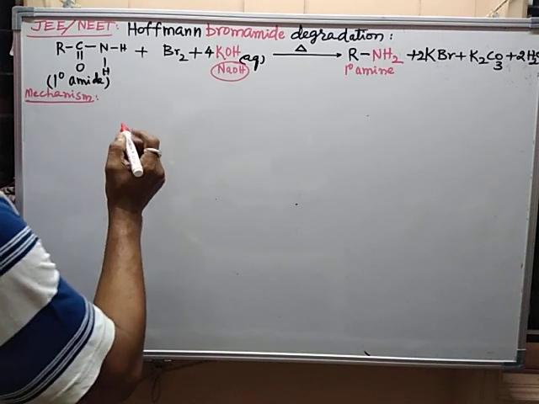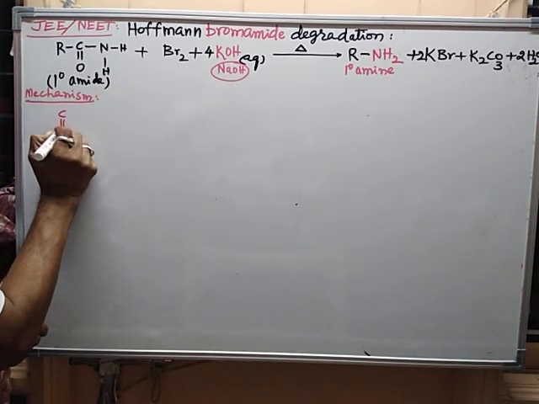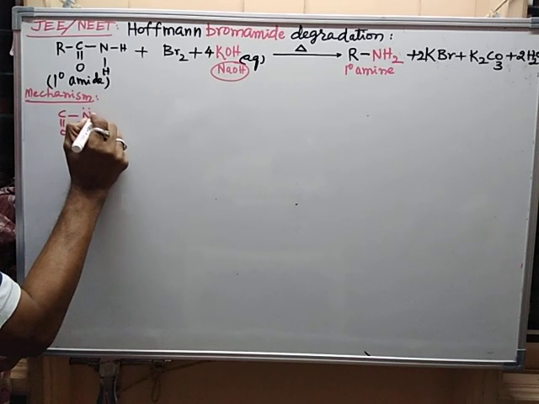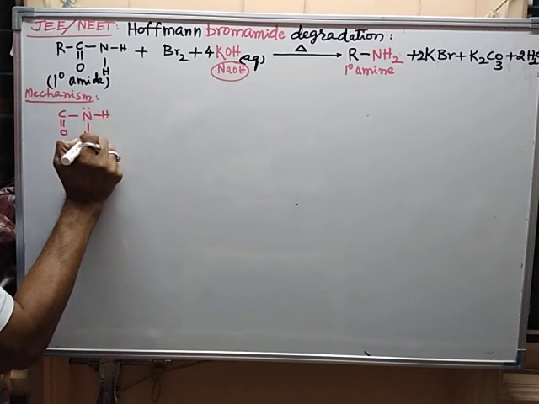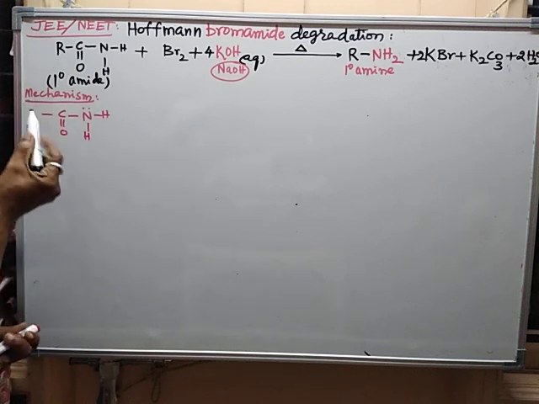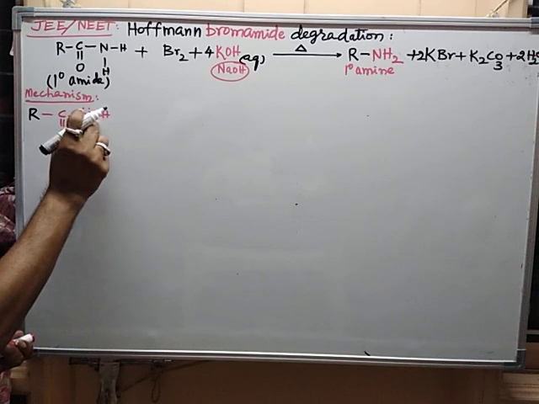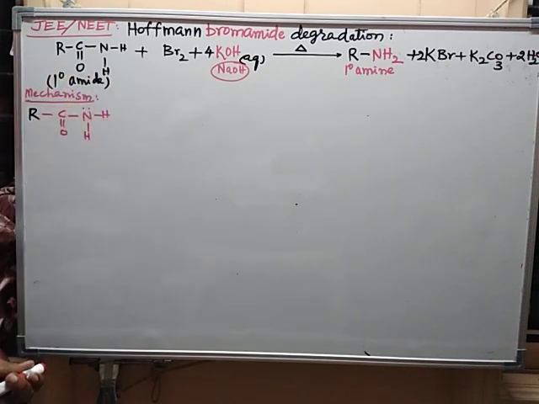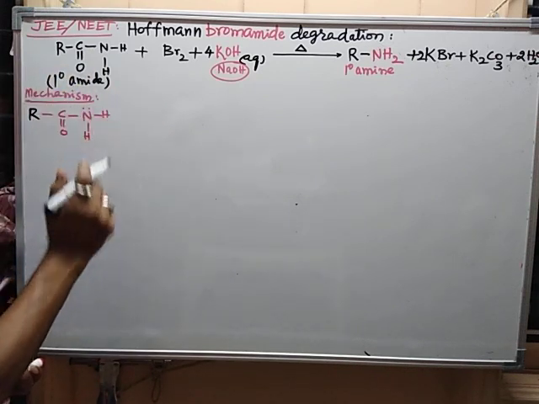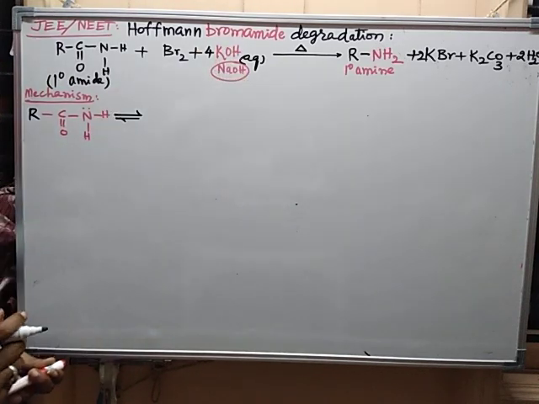Then come to this one. C double bond O NH2 is an amide. Which amide? Primary amide. Why is the word primary used? There is no substituent on the N atom. The N atom should contain 2 hydrogen atoms, NH2 should be present. And in the reaction, KOH base plays a role.